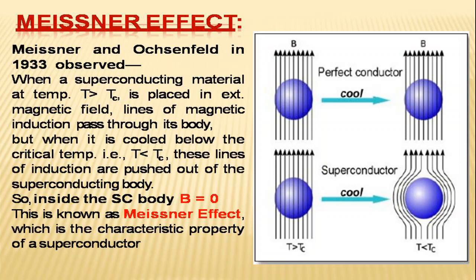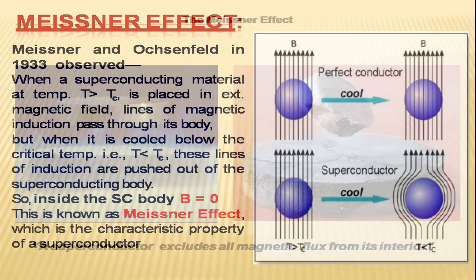What happens if you cool down the superconductor below its critical temperature? The magnetic field lines will not pass through the superconductor. The superconductor will expel the magnetic field, and the magnetic field will go around the superconductor. This is nothing but the Meissner effect. The Meissner effect is the expulsion of magnetic field lines by a superconductor.